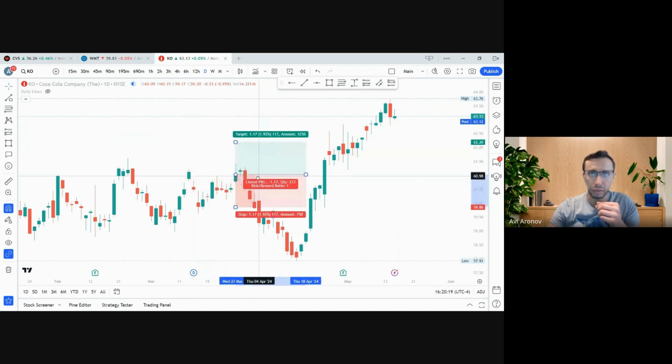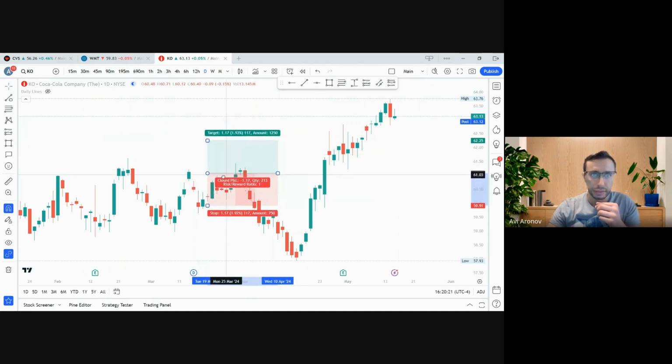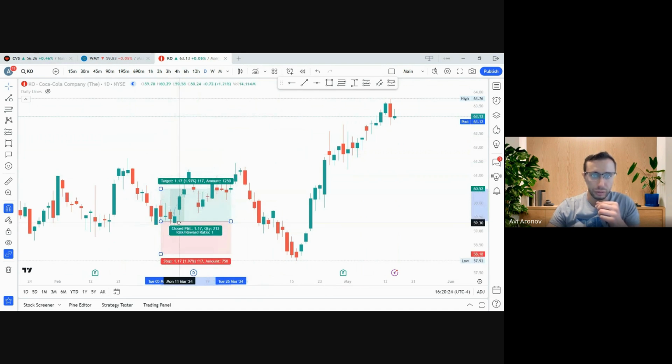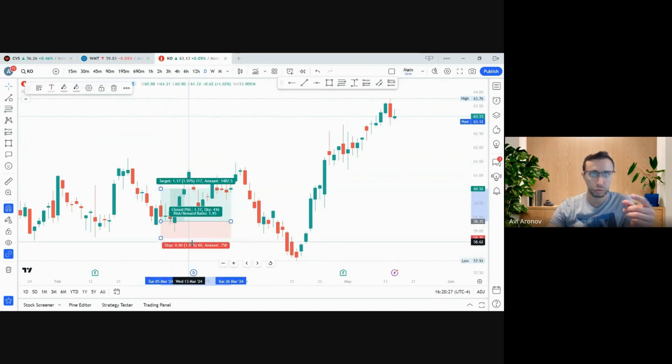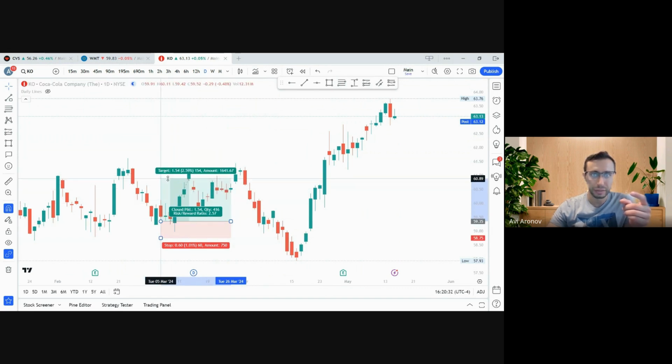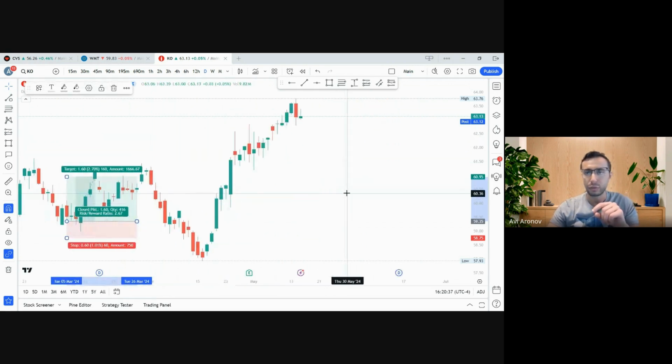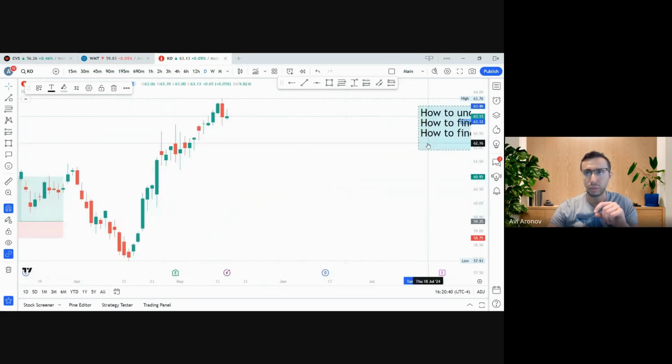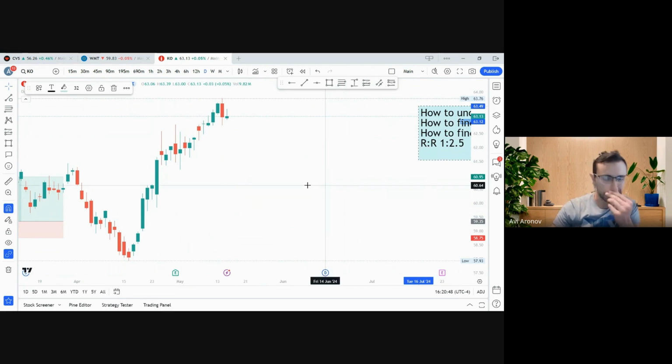You say, okay, I enter here for the long, and I want here to be my stop loss. So your stop loss is 60%, and you will learn with me that it's very important to have the 2.5 risk to reward. I also will add that here to talk about the risk to reward of 1 to 2.5. It's a very important lesson.